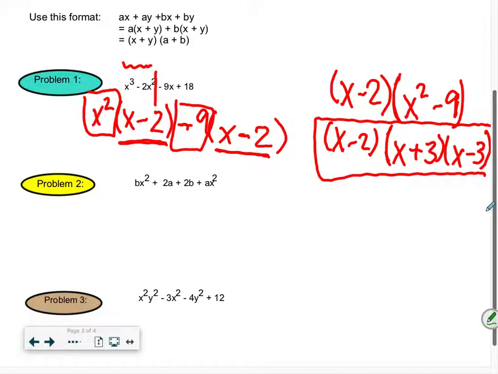Ax squared. Either one will work. They'll just be different parentheses. Okay, I'm going to move our ax squared out. I did not add anything to this equation. I did not subtract anything. I just reordered it.